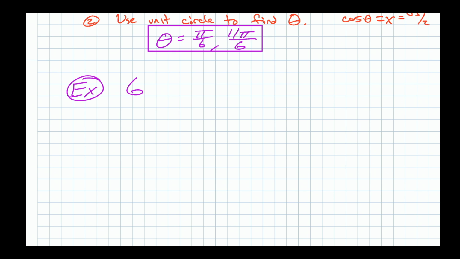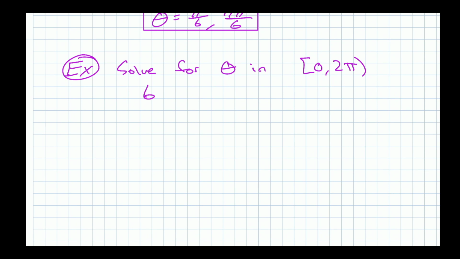So they'll say, solve for theta in 0 to 2 pi again. And they give me this, 6 square root 3 cotangent theta minus 5 equals 1, right? Now, again, you don't do anything different here. All you want to do is solve for the trig function, right? So we're going to solve for the trig function.